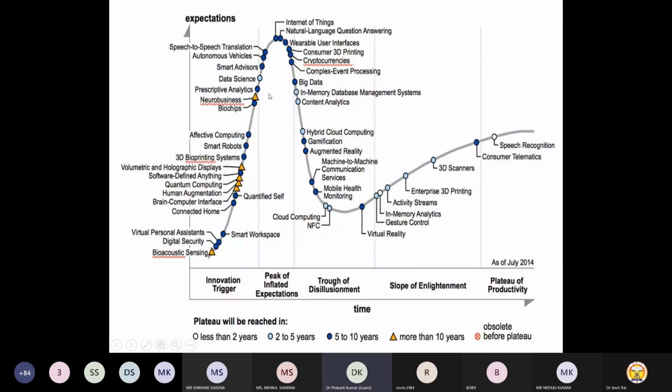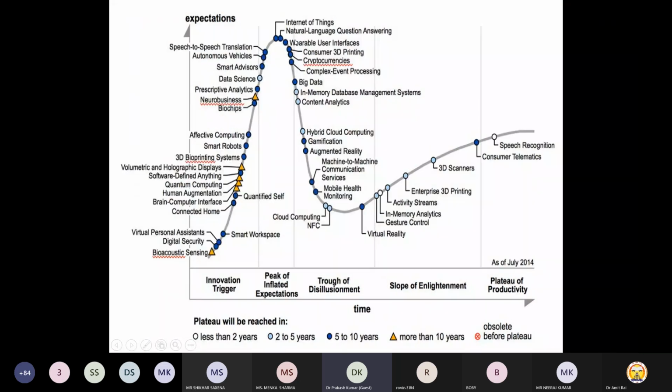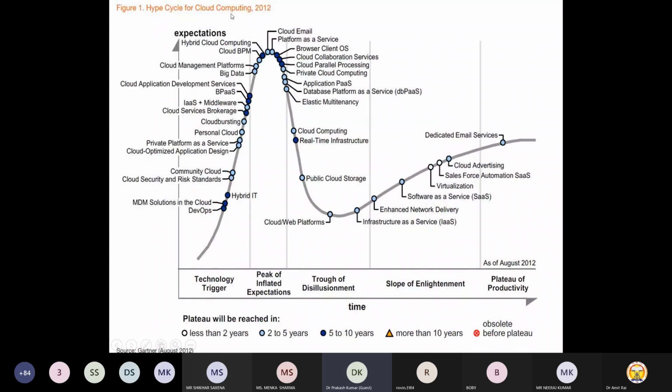So as this is the hype cycle for emerging technologies, similarly for every technology we have a hype cycle. Gartner publishes the hype cycle. Now this is the hype cycle for cloud computing. The previous ones were for emerging technology. This is only for cloud computing, and that was published in August 2012. Now see, in cloud also there are different sub areas. These are the sub areas in which developments will go on according to these explanations.